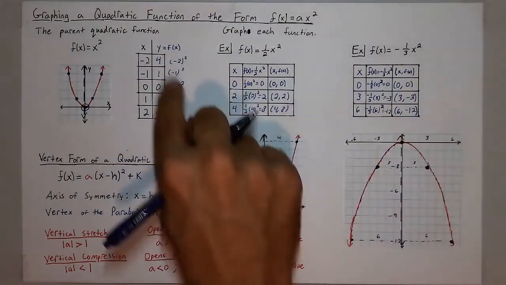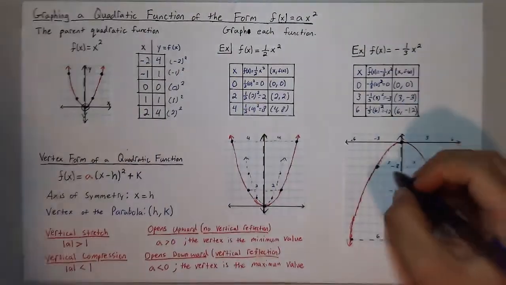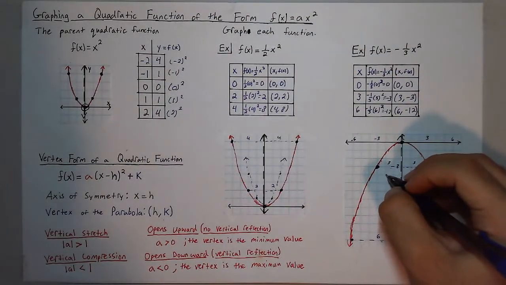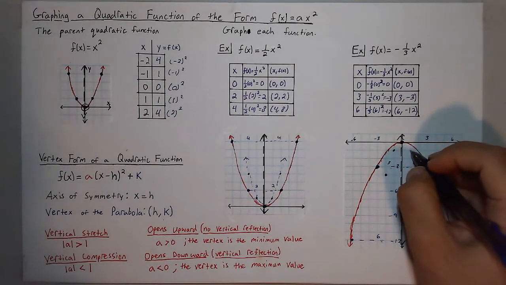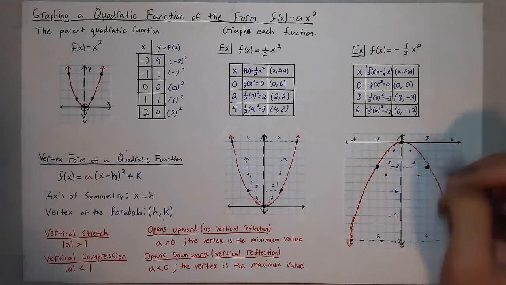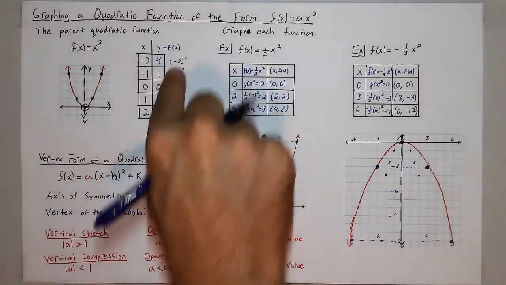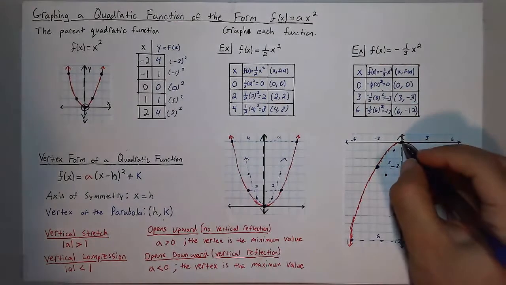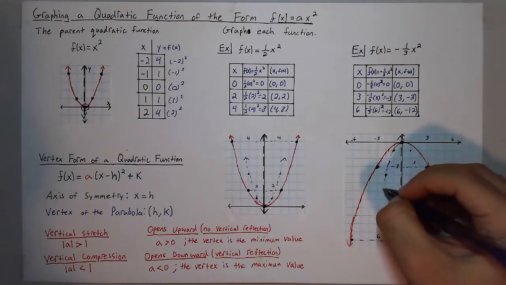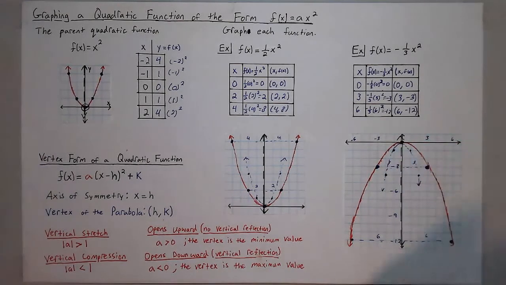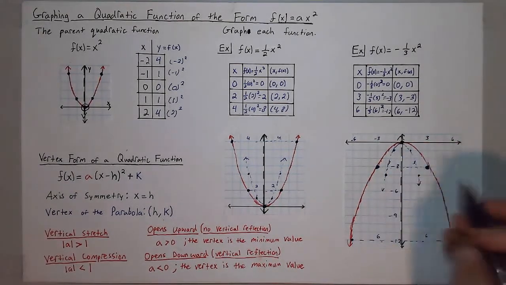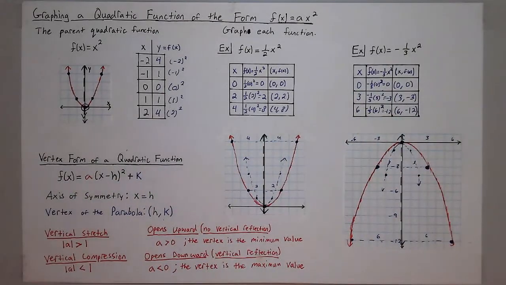Even over here, if I were to reflect these points, so negative 2, negative 4, negative 1, cause that vertical reflection so you can compare them. But still using the same magnitude, just making these all negative on the right. I'll see here, I can also tell this graph is vertically compressed in comparison. It's a lot wider of an arc. And that is how you graph a quadratic function of the form f of x is equal to ax squared.